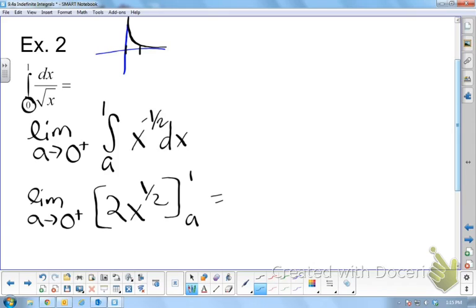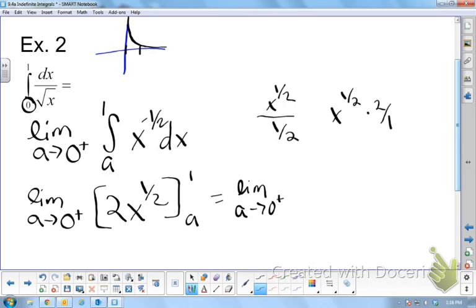So why do you have 2 in front instead of 1/2? Because you were dividing by 1/2. And if you divide by 1/2, that's the same as multiplying by 2/1. Okay. So fraction-wise, that's why we have the 2 out front.